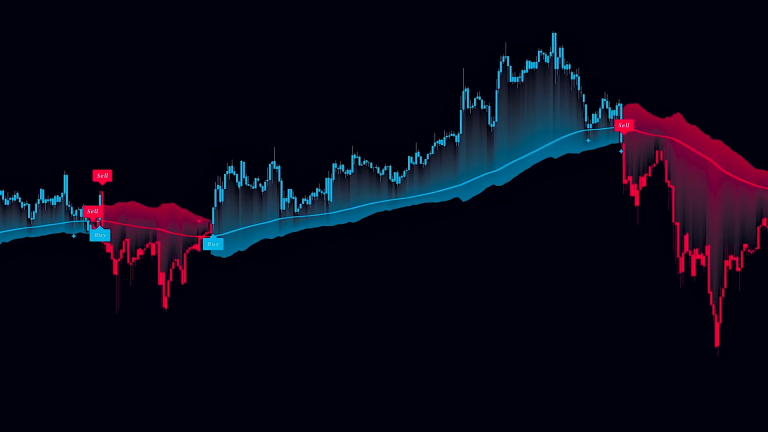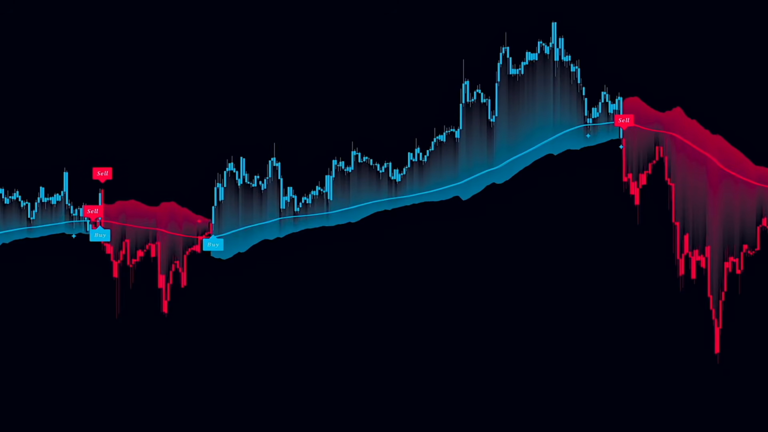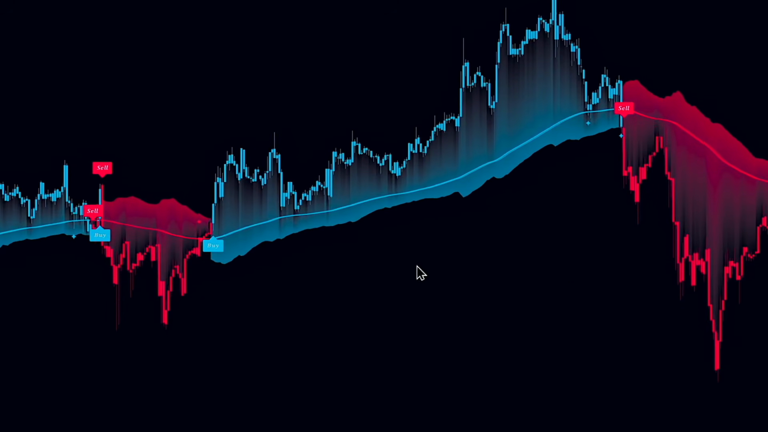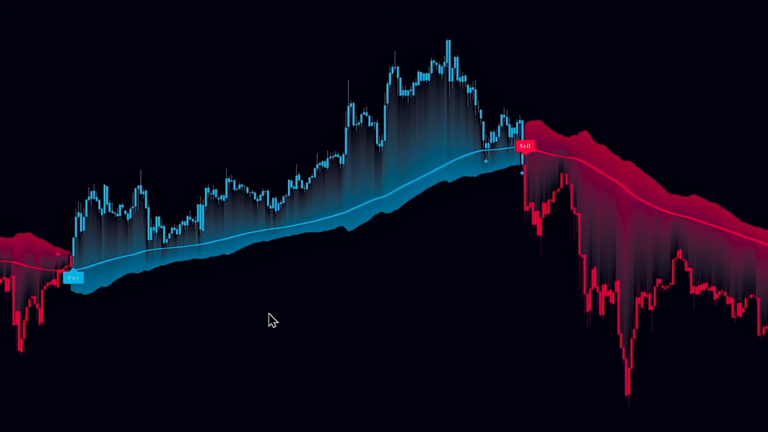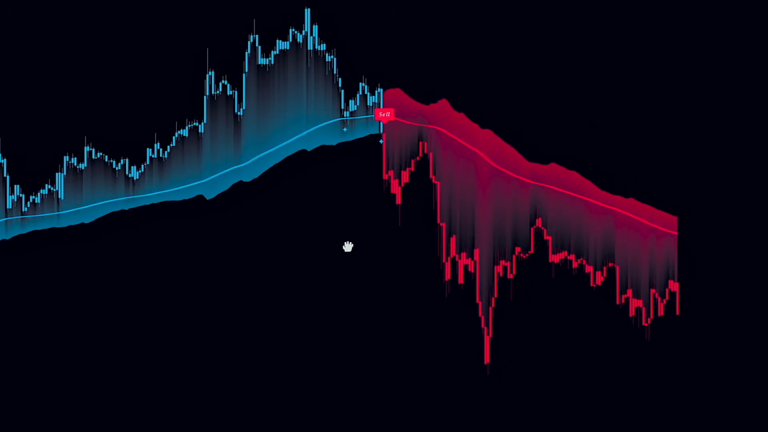Now let's talk about how to trade this indicator on BTC USD 1 hour. We're going to use two entry types, the regime switch entry and the baseline retest entry. The goal is simple. Trade in the direction of the current regime, avoid fighting the cloud, and whenever possible, use baseline touches as low-risk entries.